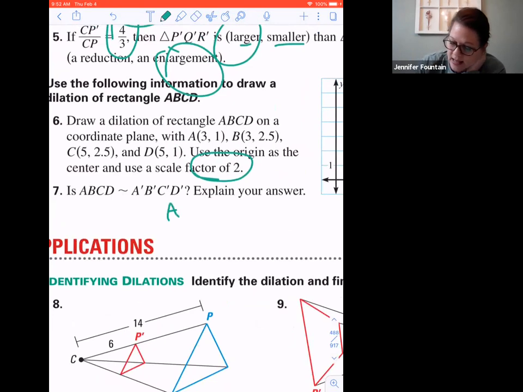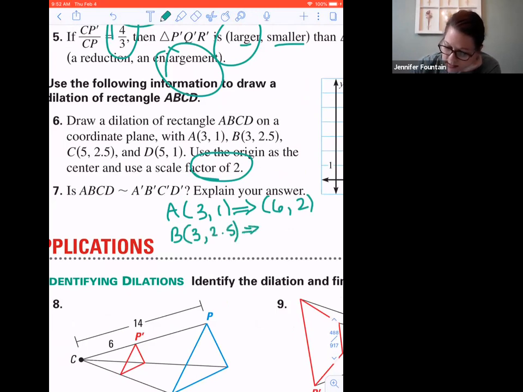So again, I know that for A, I started at (3,1). Now I need to multiply both by 2, and 3 times 2 is 6, and 1 times 2 is 2. So A is going to become (6,2). B started out as (3,2.5). Okay, so 3 times 2 is 6, and 2.5 times 2 is 5.